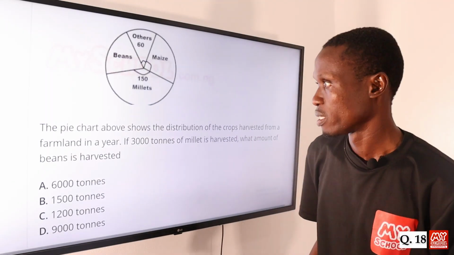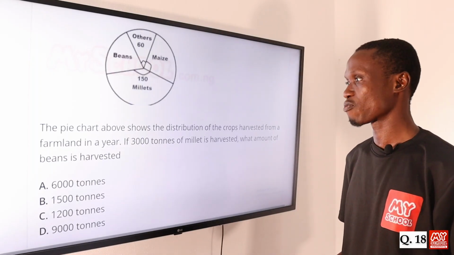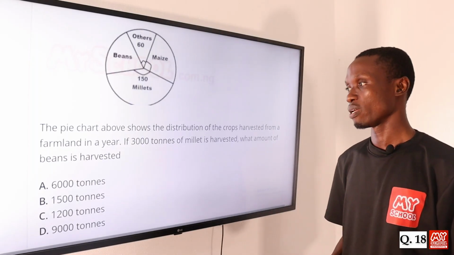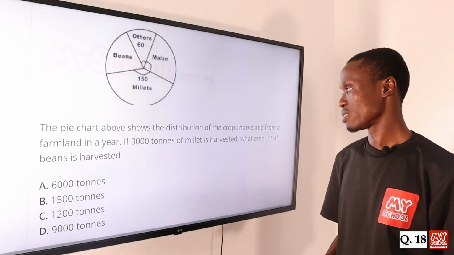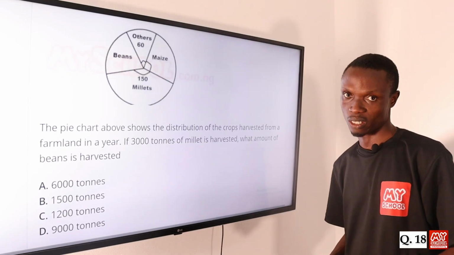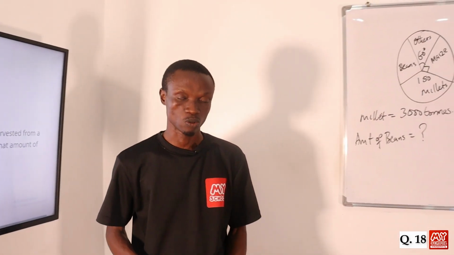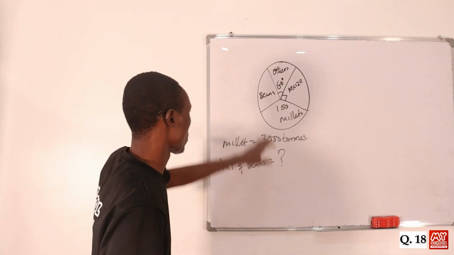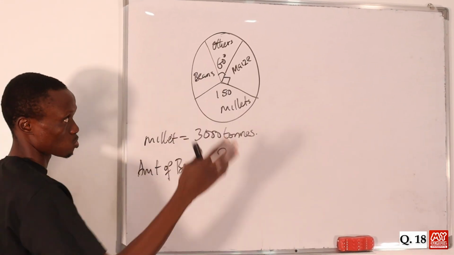Question 18. The pie chart above shows the distribution of the crops harvested from a farmland in a year. If 3,000 tons of millet is harvested, what amount of beans is harvested? So let's move over to the board to provide answer to this question. From what you can see on the diagram on the board, you discover that the angle of millet is not given to us.